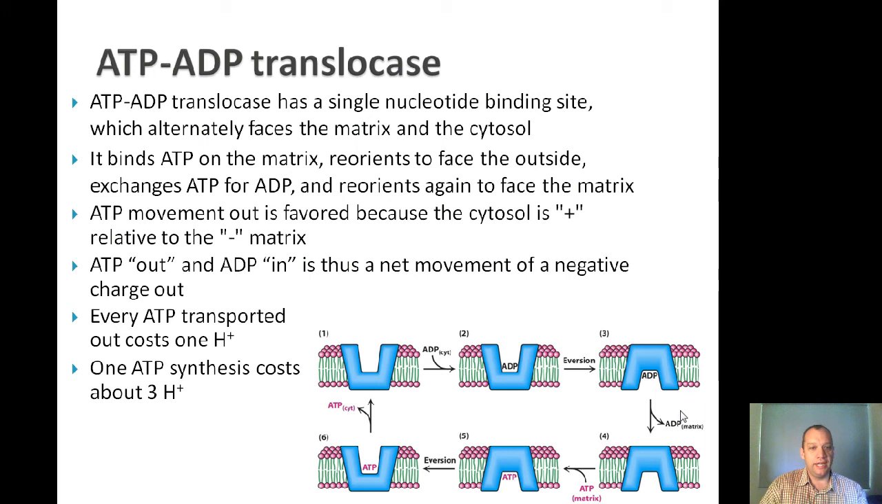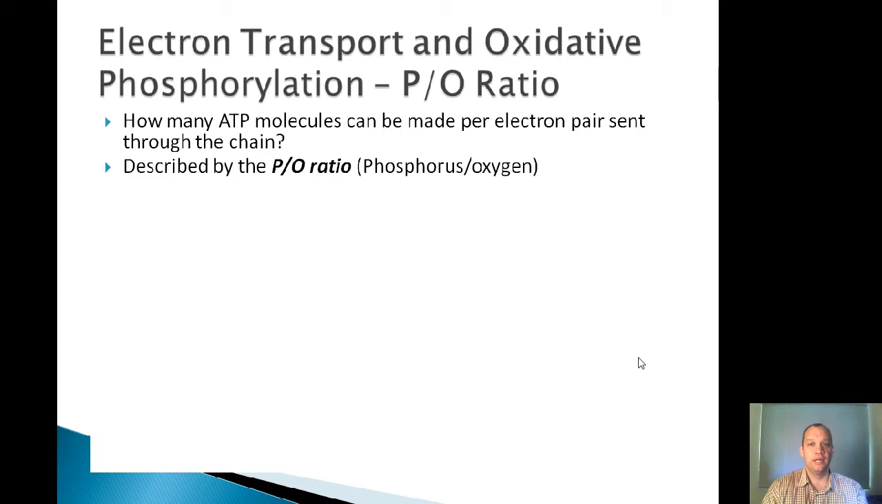So 1 ATP synthesis costs about 3 protons. We'll talk more about that on the P/O ratio slide. But exporting an ATP costs another proton, which means it takes about 4 protons from the gradient to actually make and export an ATP. But we will talk about that more now.